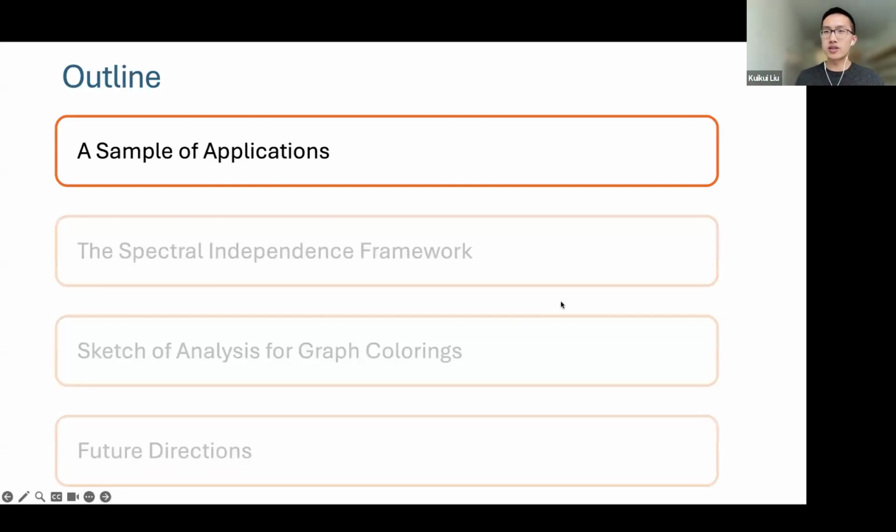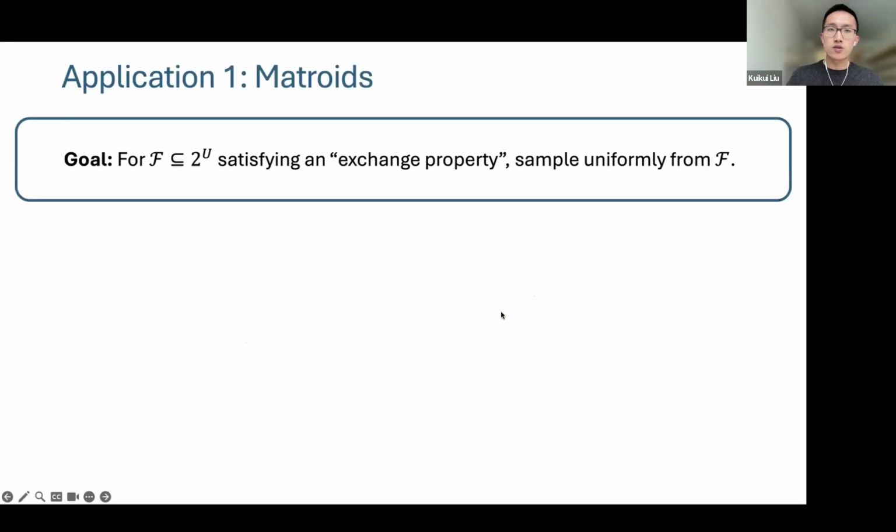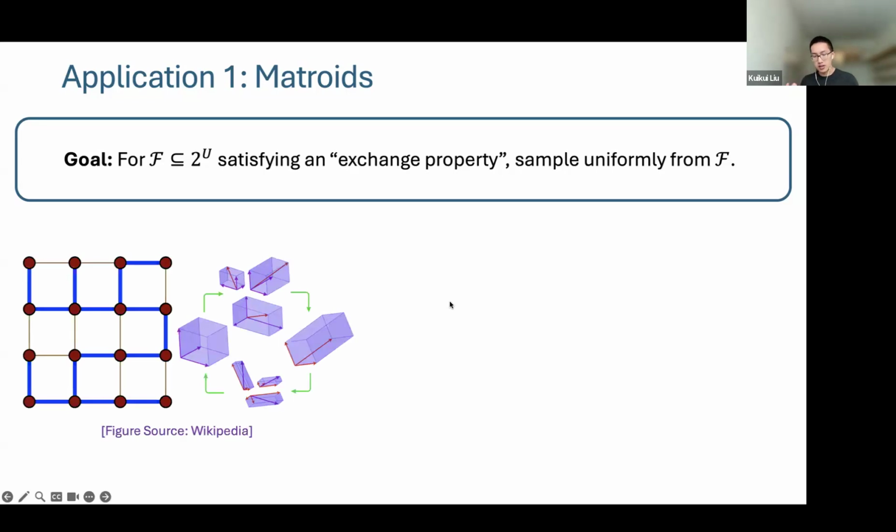Okay, so maybe let's start with a sample of applications, no pun intended. So the first application is to this problem of sampling bases of matroids. A matroid is just a family of sets, or a set system, satisfying a certain quote unquote exchange property, which I won't define formally, but it will suffice for our purposes to keep in mind two representative classes of examples, namely the set of spanning trees in a graph and the set of linearly independent bases of vectors in a vector space.